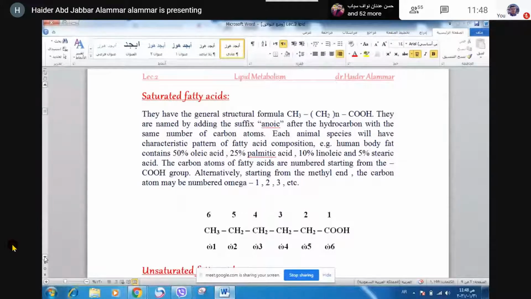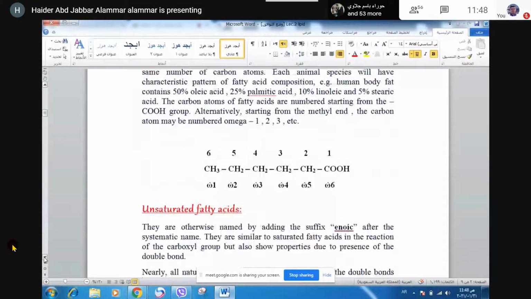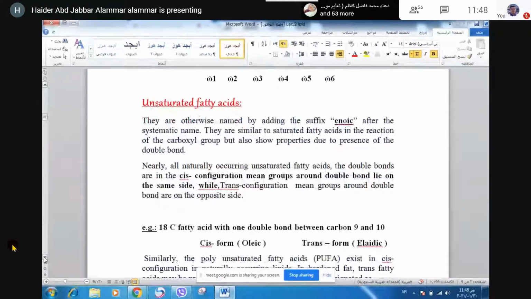If we start from the carboxyl group, the first carbon atom is called carbon 1, alpha, and carbon 2, beta. If we start from the methyl group, the first carbon is called omega 1 and the second one omega 2, and so on. As easy as that.